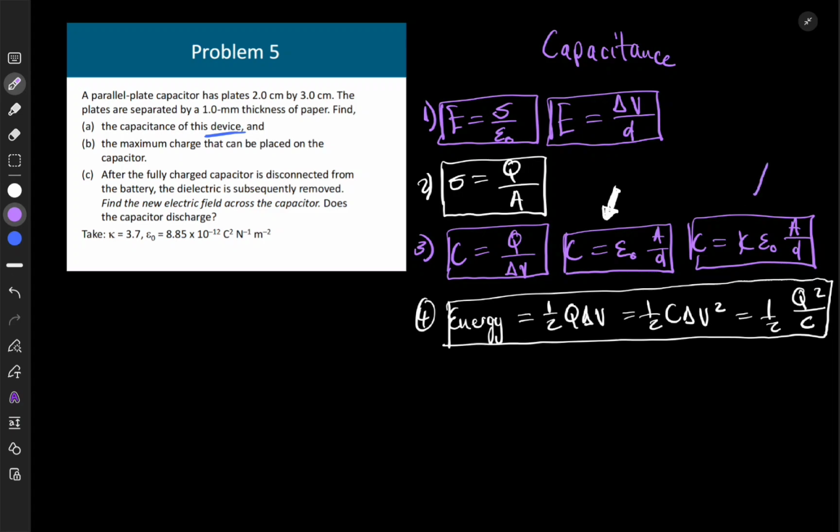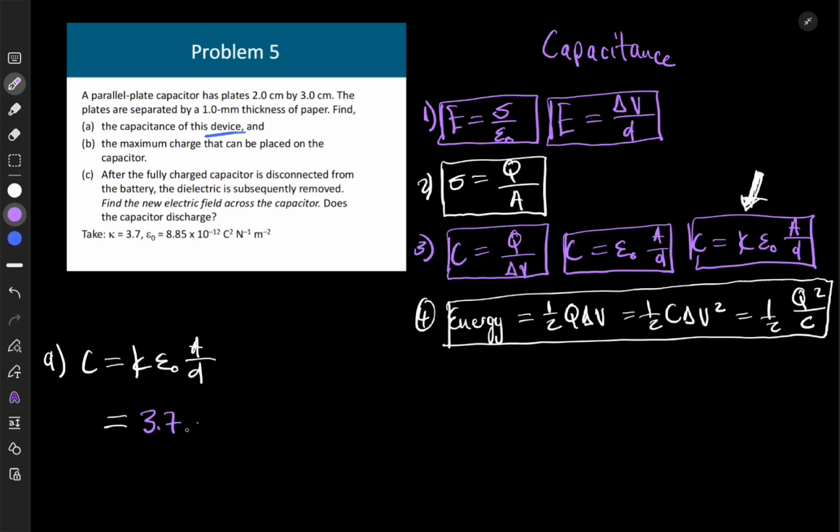So we are going to have to use this one. We said one of the 3 for capacitance, but specifically this one, because there is paper. There is no air in between. So capacitance is equal to K epsilon 0 A over D. I just have to find these things. What is my K? K is given here. K is for paper, so I have to be given it. Here it's 3.7.